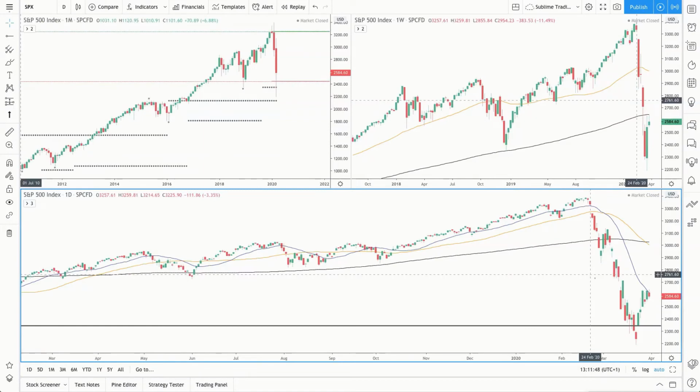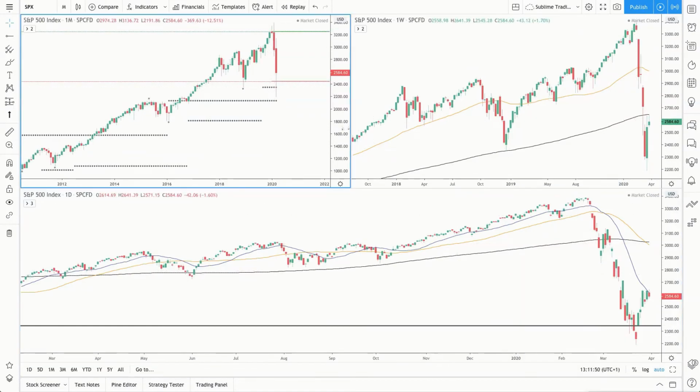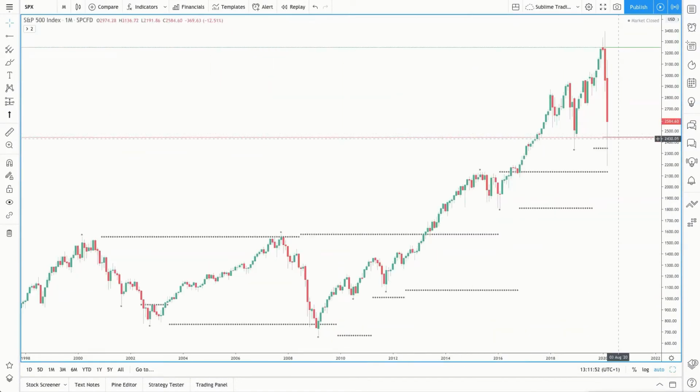Okay, the next chart is the SP 500, starting with the monthly. We again see weakness to the downside, but look at where price is in relation to the low of last year. In March, price actually closed above the low of last year.